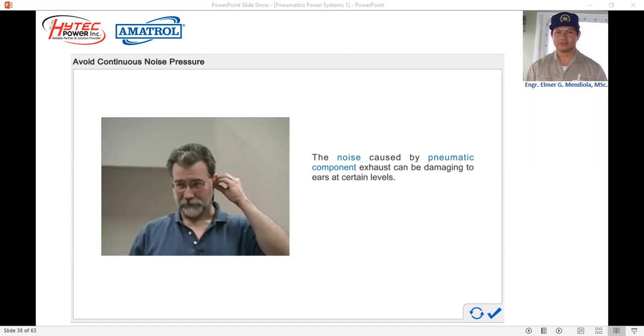And the last rule is to avoid continuous noise exposure. The noise caused by pneumatic component exhaust can be damaging to ears at certain levels. I prefer to use earmuffs because earplugs may cause ear irritation. There are 2 types of earplugs used, the disposable and the more expensive washable type.